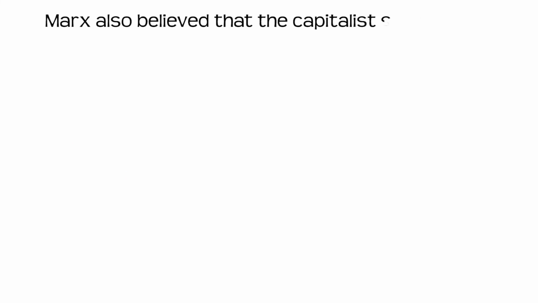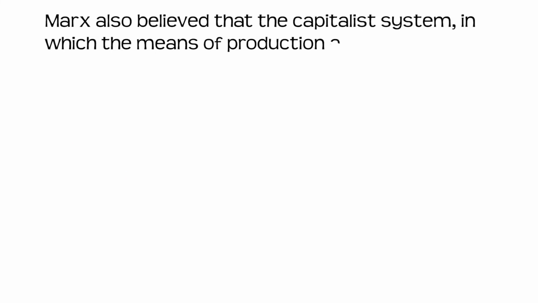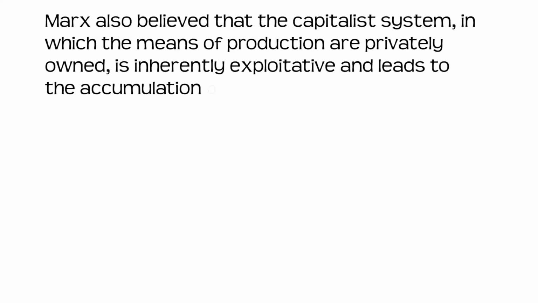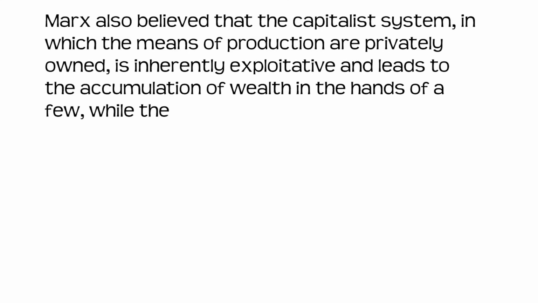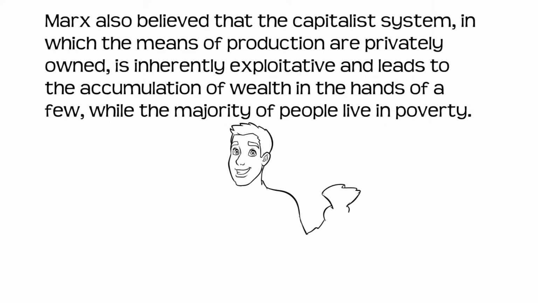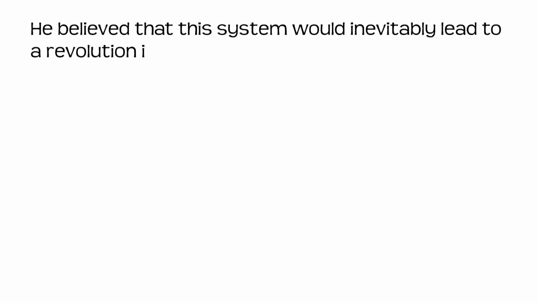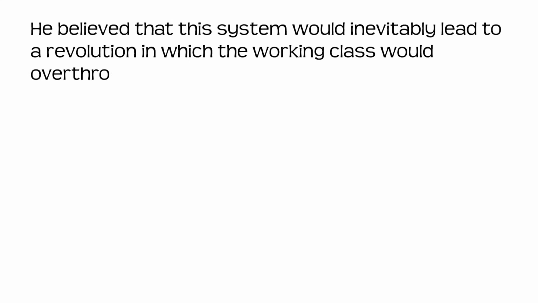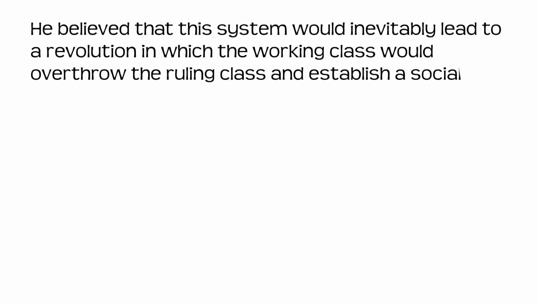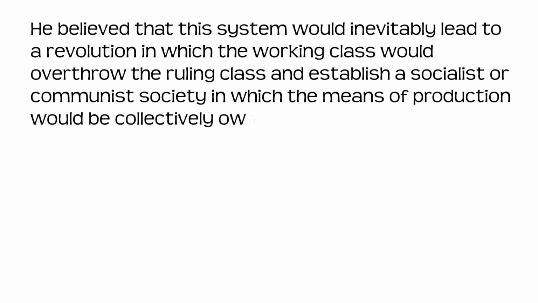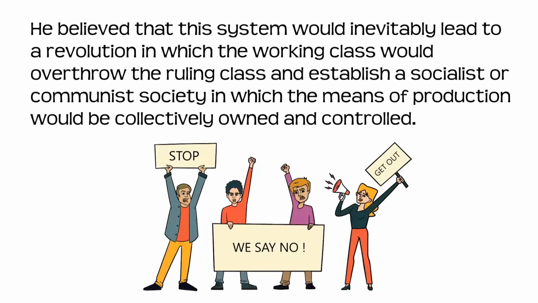Marx also believed that the capitalist system, in which the means of production are privately owned, is inherently exploitative and leads to the accumulation of wealth in the hands of a few, while the majority of people live in poverty. He believed that this system would inevitably lead to a revolution in which the working class would overthrow the ruling class and establish a socialist or communist society in which the means of production would be collectively owned and controlled.